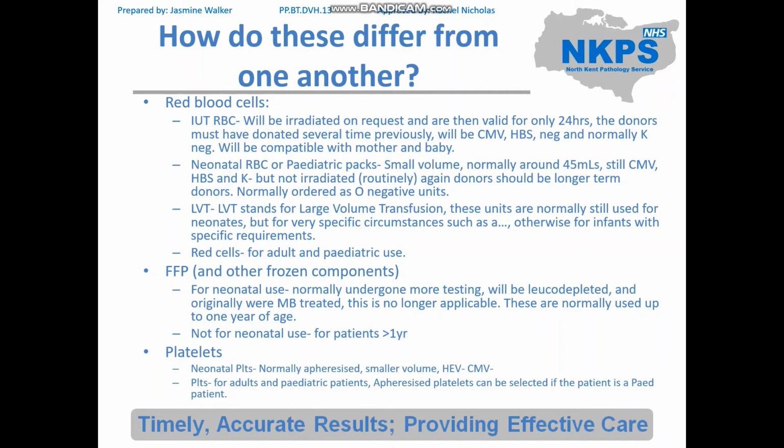Platelets, we've got neonatal platelets and routine platelets. So neonatal platelets, they're normally apheresed, they're a smaller volume, they're CMV negative. It says they're HEV negative, all components are now HEV negative, so that's redundant. Platelets for adult and paediatric patients. So apheresed platelets can be selected if the patient is a paediatric patient, and then pooled platelets are also available.